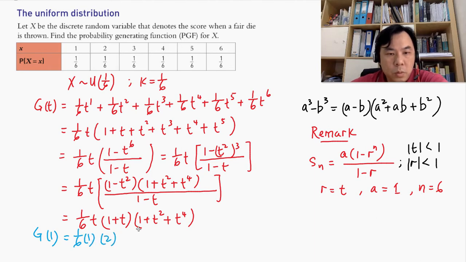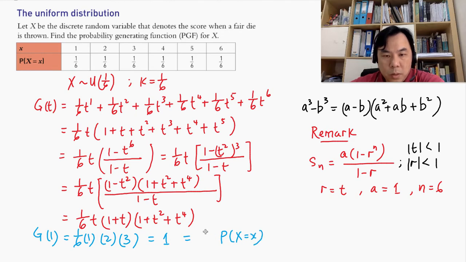Now there will be a 2, that will be a 3 here. And then voila, we can see that G1 should yield a 1, which means the sum of probability that we expect to get should be a 1 as expected for all values of x here. All right, and that concludes our discussion for uniform distribution.